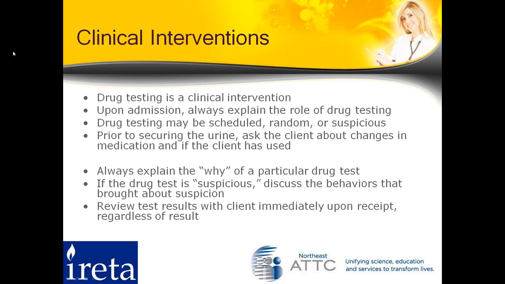We want to make sure that upon admission we let them know how we do our drug testing. Do we do scheduled drug testing? Is it random, or is it what we call suspicious? I would hope that most programs are using all three of these: scheduled, random, and suspicious testing. Scheduled testing might be something as simple as everybody whose last name is A through L gets tested on Monday, everybody whose last name is M through Z gets tested on Wednesday, and then Tuesday, Thursday, and Friday we do some random testing. And suspicious testing can happen anytime there's a suspicion.